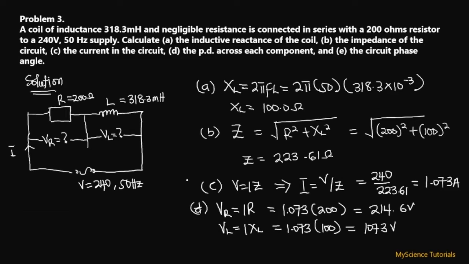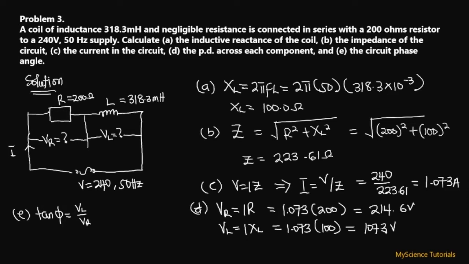All right, let's proceed to find the last aspect of this question, E, which is telling us to find the phase angle. So for the phase angle, we know tan of the phase angle is equal to VL over VR.